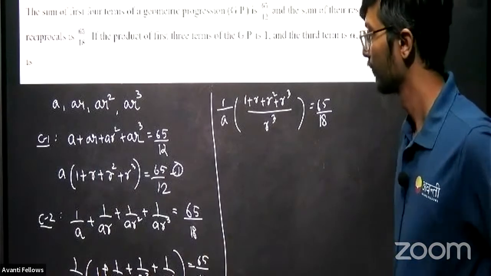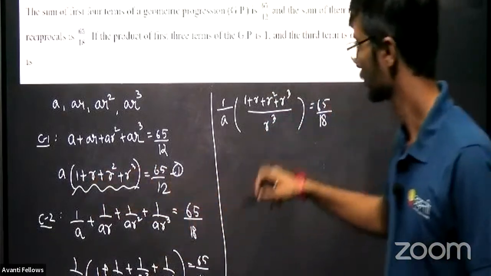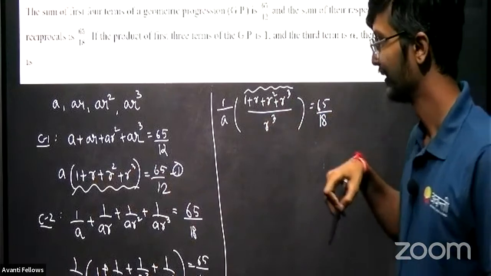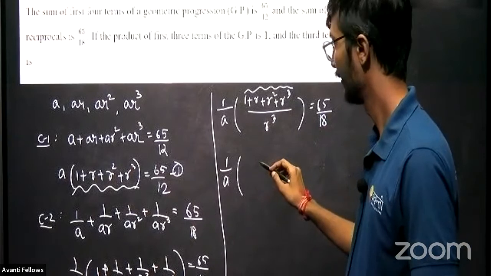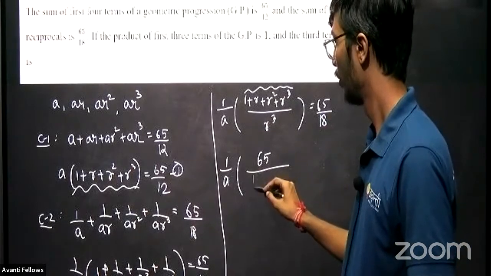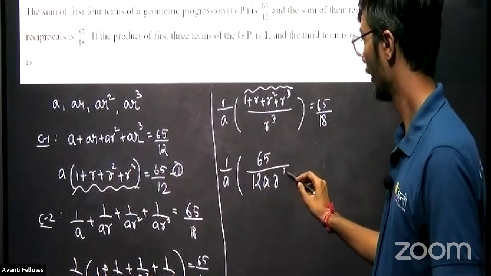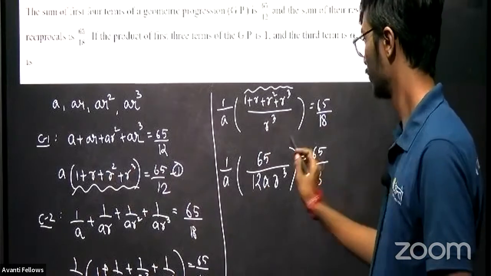Can you see something? This is the same value here. So basically, I think we can put the value here, right? So 1 upon A into 65 by 12A into R cube is equals to 65 by 18.